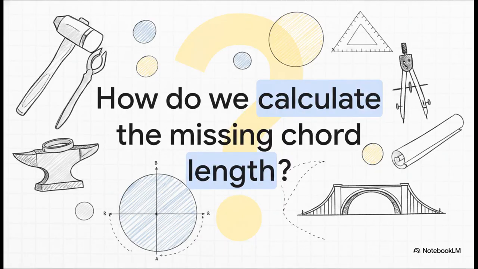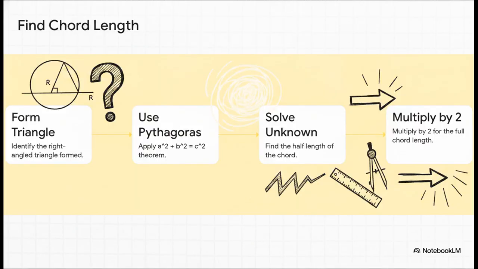But simply knowing a chord is cut in half isn't always enough. This brings up a really critical challenge. What if you're a blacksmith or an architect, and you need to find the exact mathematical length of that chord, but all you know is the circle's radius and how far that chord is from the center? We solve it by realizing that the perpendicular radius and the bisected chord just created a perfect right-angled triangle, which means we can unleash the Pythagorean theorem.